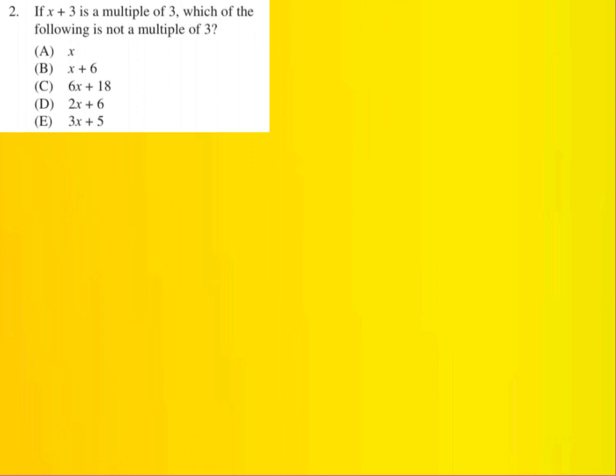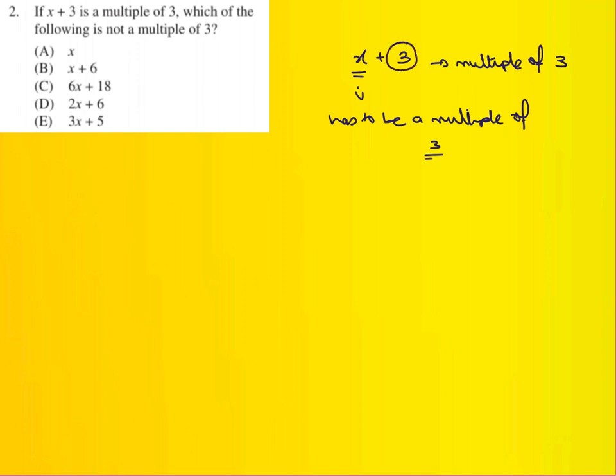So now we know that x plus 3 is a number which is a multiple of 3. Now if this is a multiple of 3, x has to be a multiple of 3 as well, because 3 is a multiple of 3 obviously. So the final answer can be a multiple of 3 only if both the numbers which are added are multiples of 3. This we know for sure. Obviously this is 3 times 1. So this actually tells us that x is also a multiple of 3.